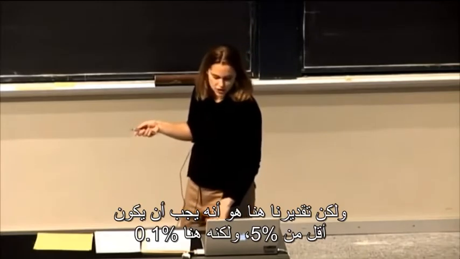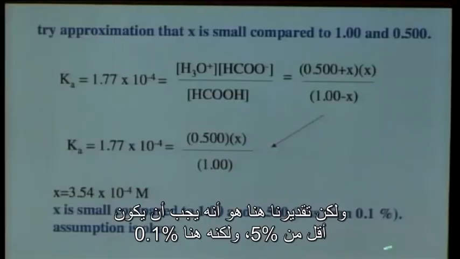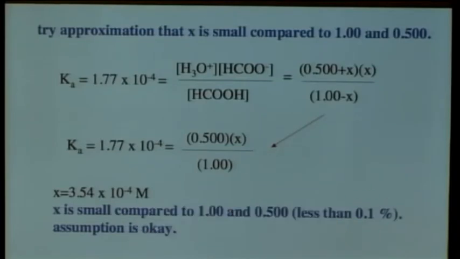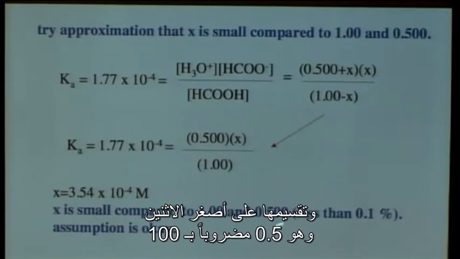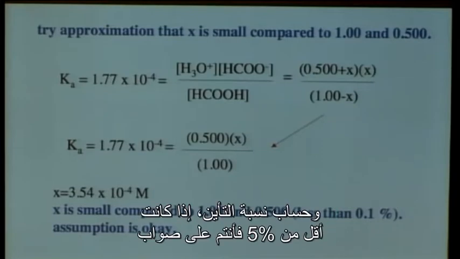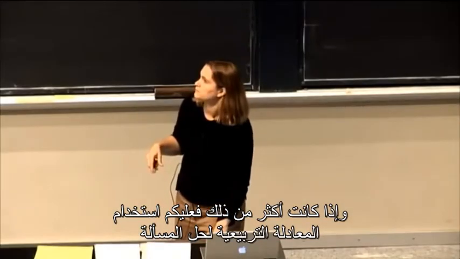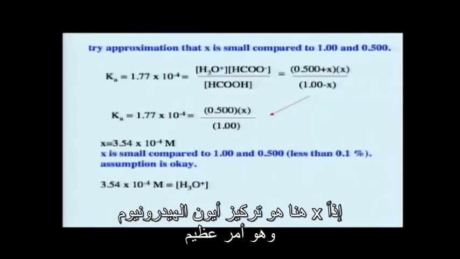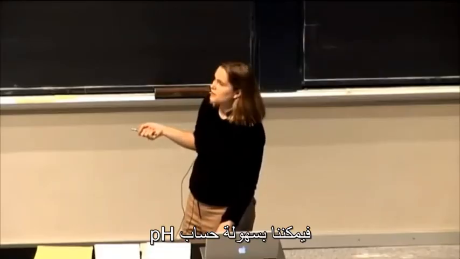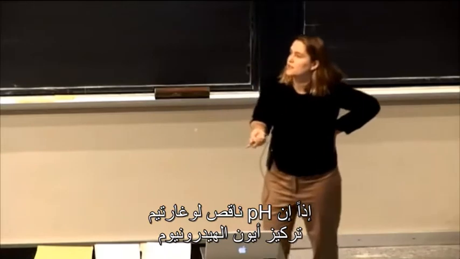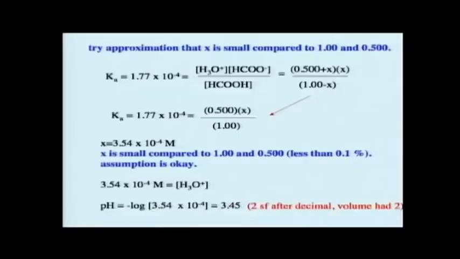Our assumption is that it needs to be less than 5%, and here it's 0.1%. You could just take this value of x, divide it by the smaller of the two, 0.5, times 100, and calculate the percent ionization. If it's less than 5%, you're okay. If it's more, you need to use the quadratic equation to solve the problem. So x here is our concentration of hydronium ion, which is great, because then we can easily calculate the pH. pH is minus log of the hydronium ion concentration, and so the pH here is 3.45.